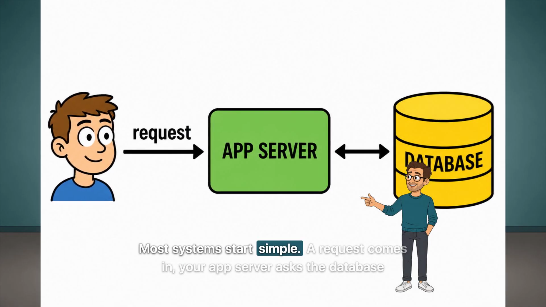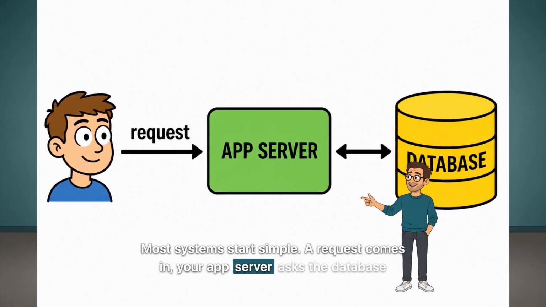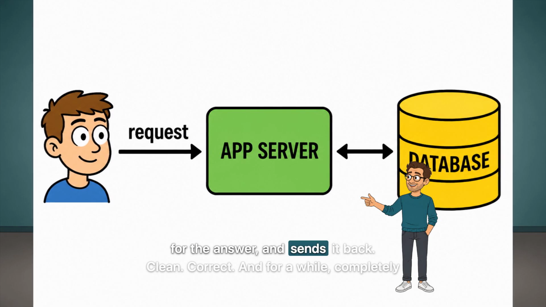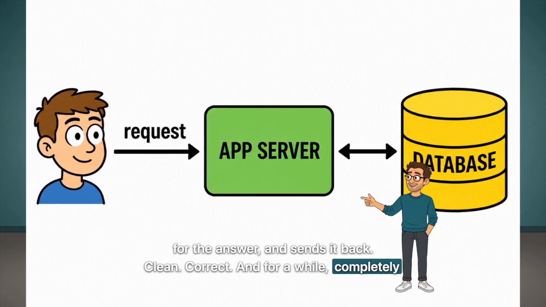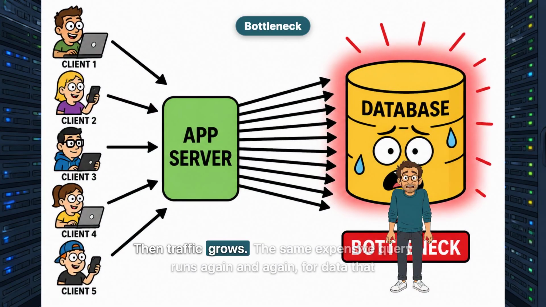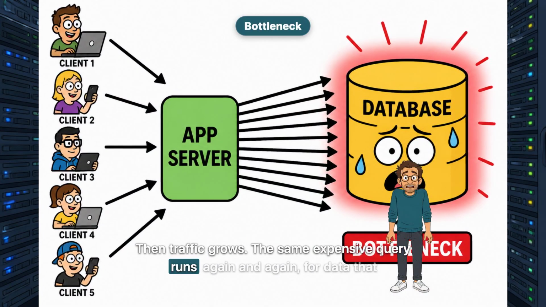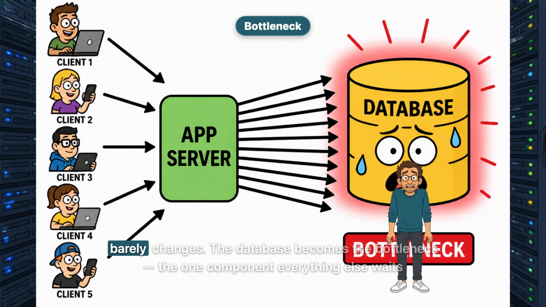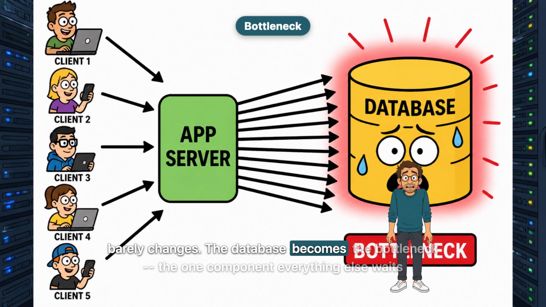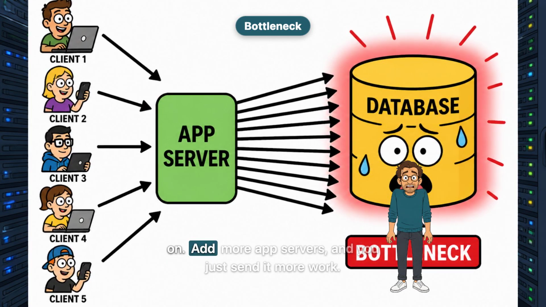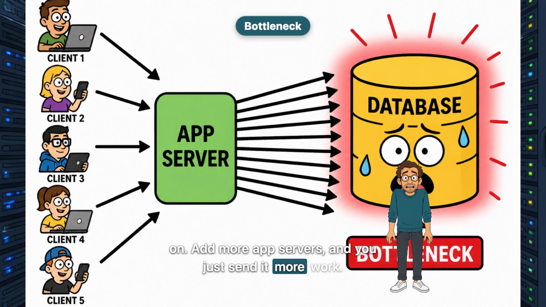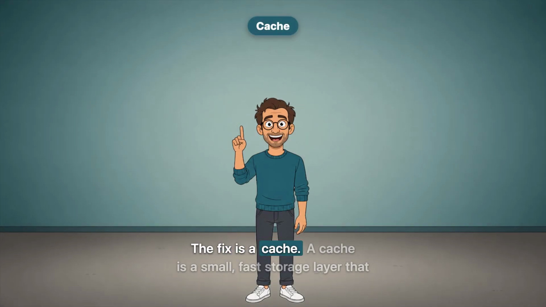Most systems start simple. A request comes in, your app server asks the database for the answer and sends it back. Clean, correct. And for a while, completely fine. Then traffic grows. The same expensive query runs again and again for data that barely changes. The database becomes the bottleneck, the one component everything else waits on. Add more app servers and you just send it more work. The fix is a cache.